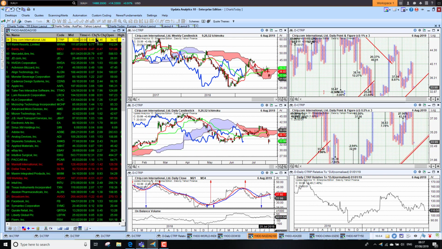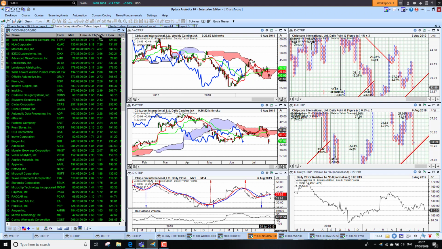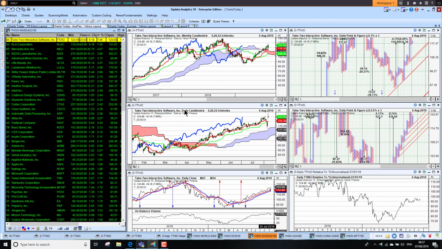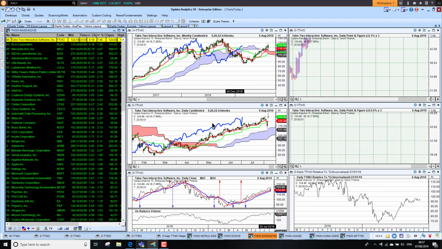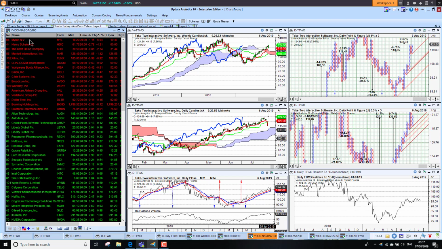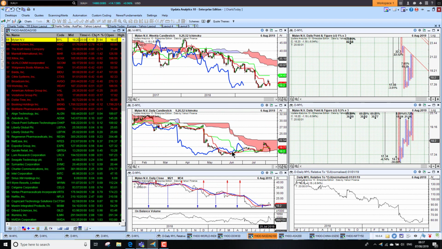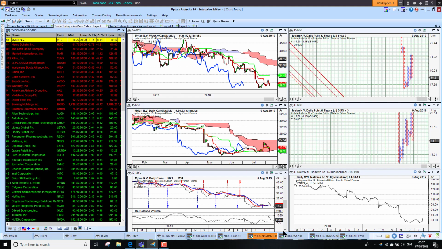Looking at the Nasdaq, we start with Take-Two Interactive. They were up by 8%. That chart looking actually pretty good. Long term holding on to its gains, so that's quite good there. And on the downside, we had Mylan Group. They were down nearly 6%. So that chart again looking pretty weak.